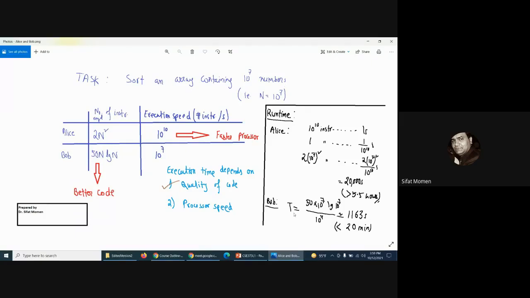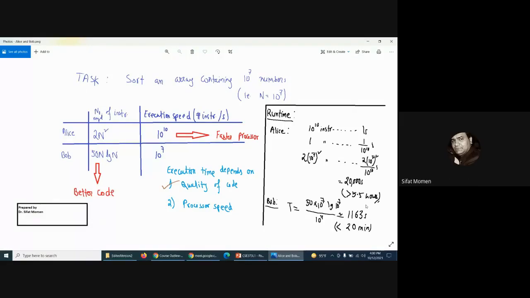What about Bob? Bob requires some 1163 seconds. If you convert this into minutes, you will see that it takes less than 20 minutes to solve the same problem. So you see, despite the fact that Bob has a slow processor, he can solve it in less than 20 minutes, which Alice requires more than 5.5 hours with a faster processor to solve. Right, Nakina? Yes, sir.